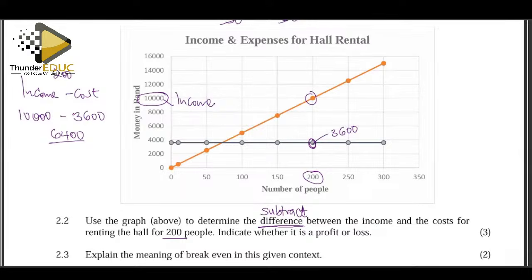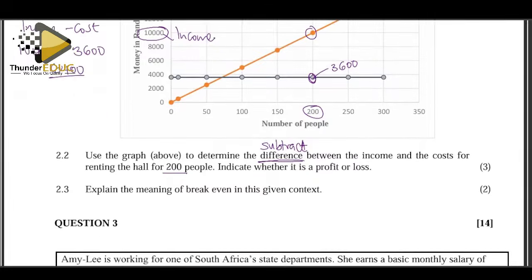Okay. We look at the other question that says, explain the meaning of break-even point in this context. Now, in this context we are looking at, we have two things. One, we are renting a hall, and we are selling what? Tickets.